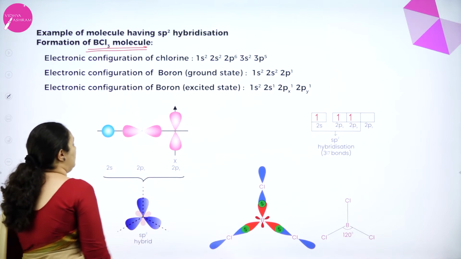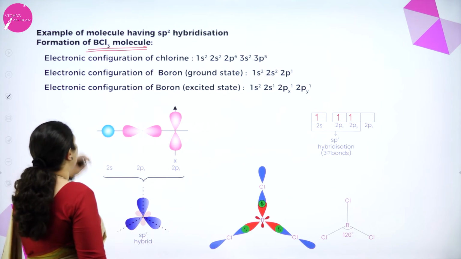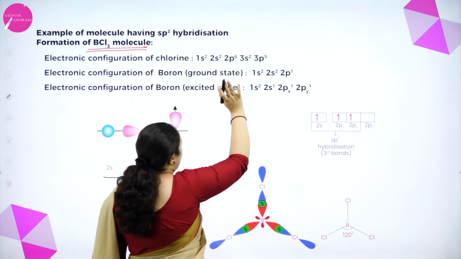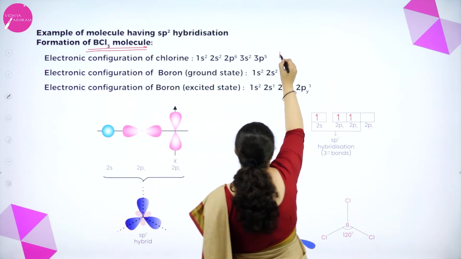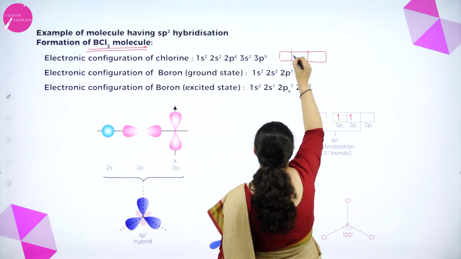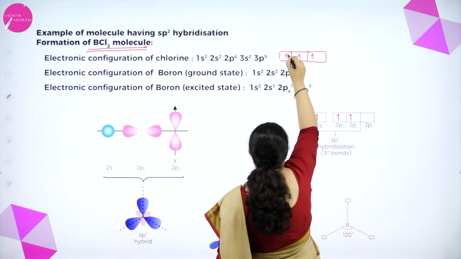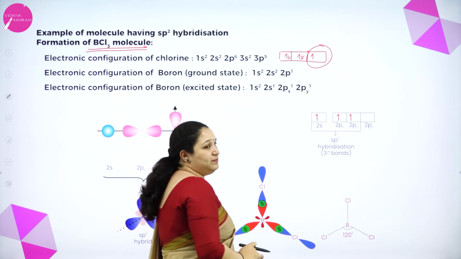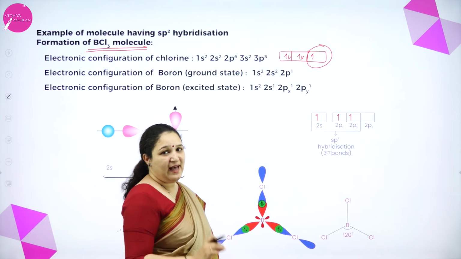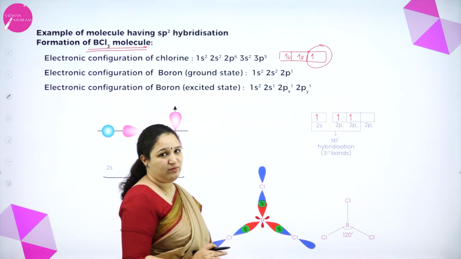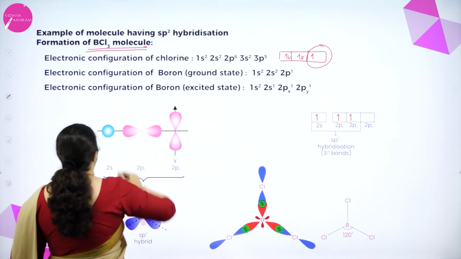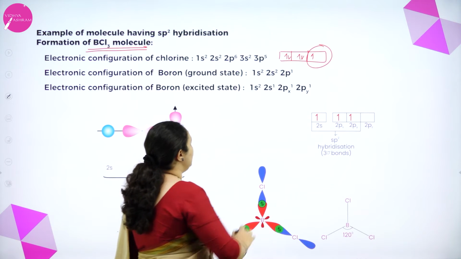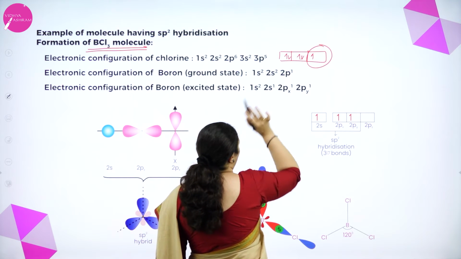BCl3, boron trichloride. Okay, so the electronic configuration of chlorine is 1s2, 2s2, 2p6, 3s2, 3p5. So in the p orbital I have 1, 2, 3, 4, 5. One p orbital has an unpaired electron. Okay, coming to the central atom, that is boron. The electronic configuration of boron in ground state is 1s2, 2s2, 2p1.